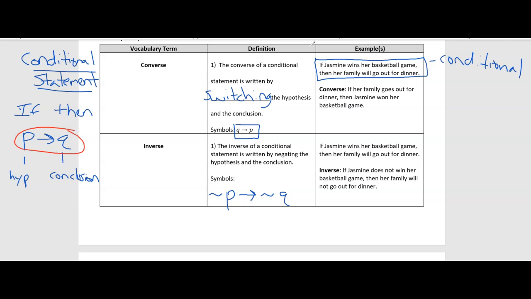Let's look at what this negation means in words. The conditional, again, we can start with that. If Jasmine wins her basketball game, then her family will go out for dinner. Negating means saying the opposite. So if Jasmine does not win her basketball game, then her family will not go out for dinner. All we said was the opposite of the hypothesis and the conclusion, but we kept them in the same parts.